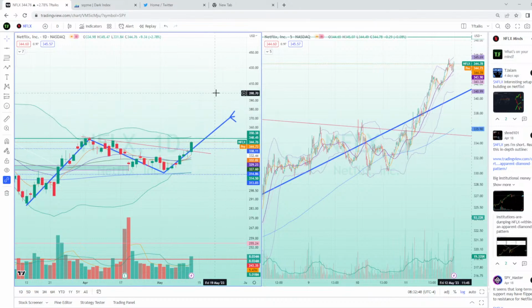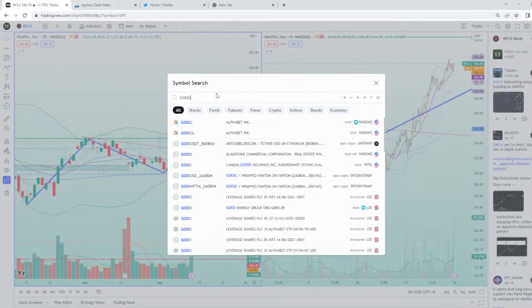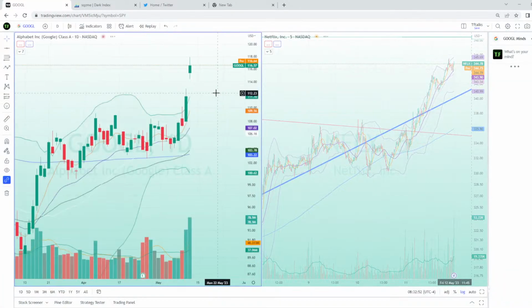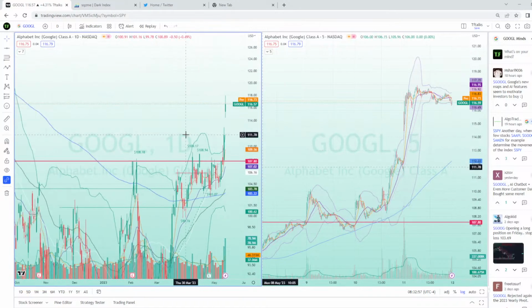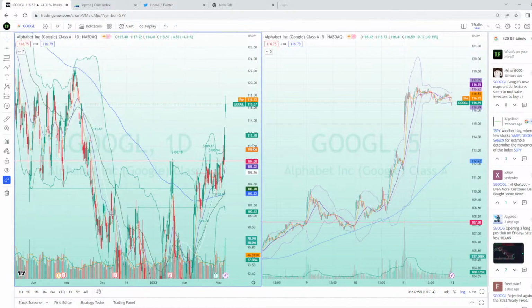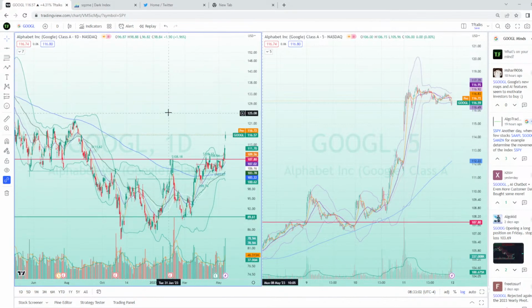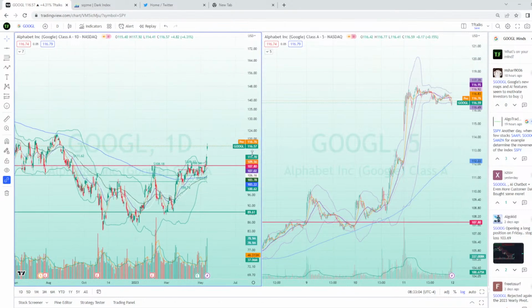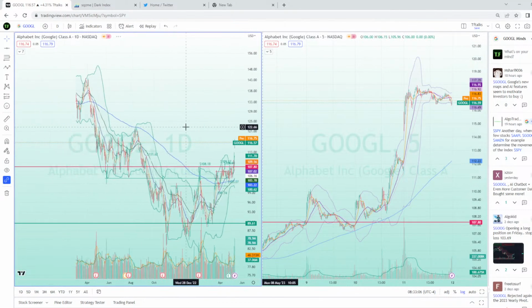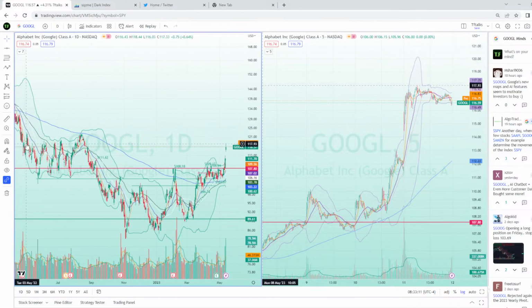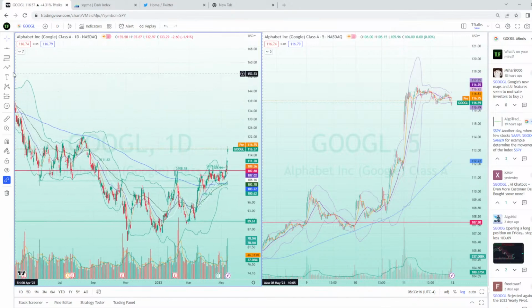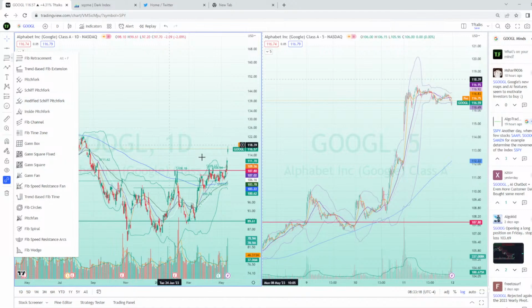Alright, Netflix. Let me check with Google in the pre-market. Google yesterday gapped up, and there was a lot of trading area over this level. So we are now in the resistance level. Be careful. Honestly, I don't like this gap.